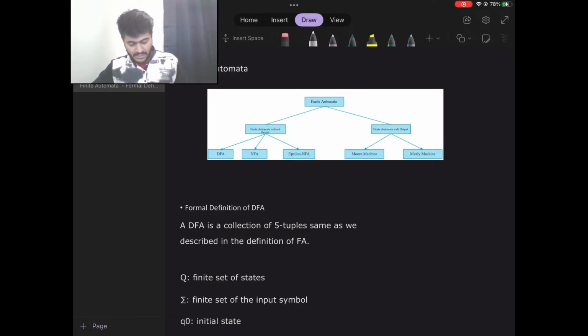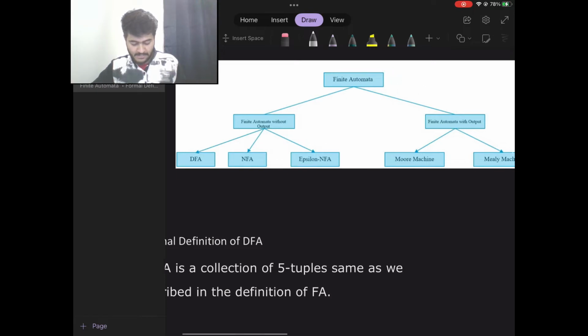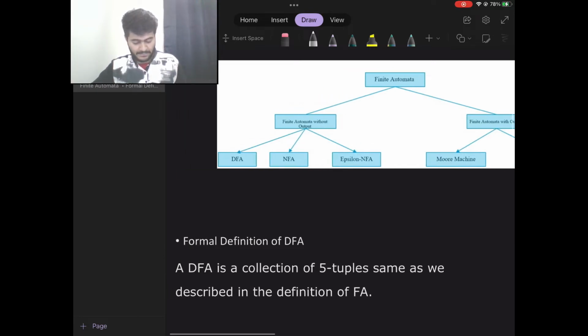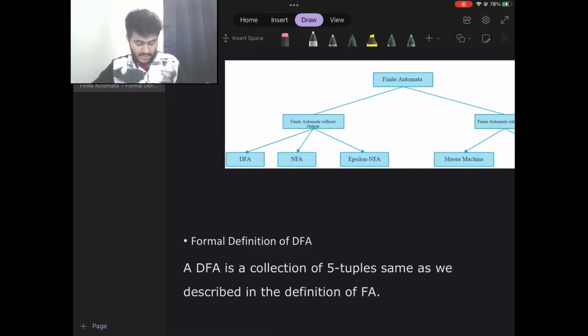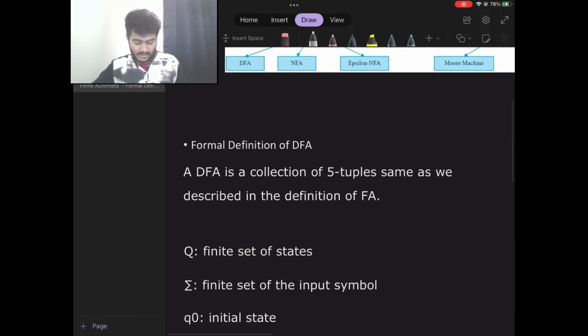Continuing on, finite automata are of two types: the first one is without output, and the second one is with output. There are three types in the without-output part. The first one is DFA, the second one is NFA, and the third one is epsilon NFA. For the output part, there are the Moore machine and the Mealy machine. Let's continue the discussion with the first one, that is DFA.